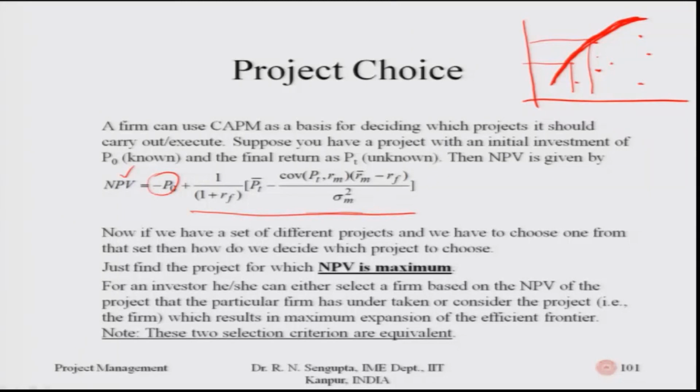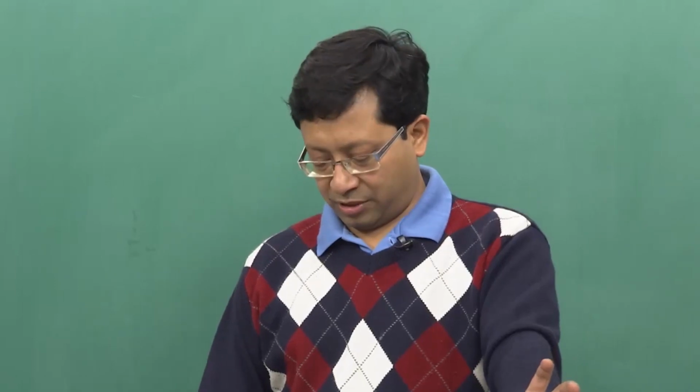Any set of assets or projects which are in this yellow region would basically mean that, considering the overall risk and return framework, they are not the best, but any one which is on the red line is the best. So, these two selection criteria which I have just mentioned, trying to maximize the net present value and trying to find the maximum efficient frontier, would give you the same result.